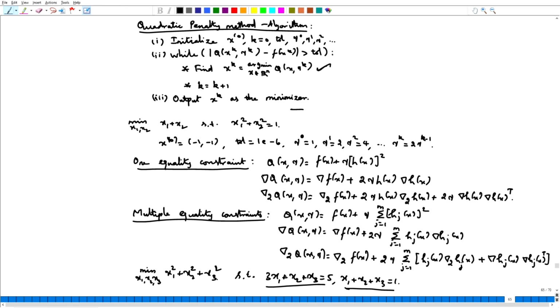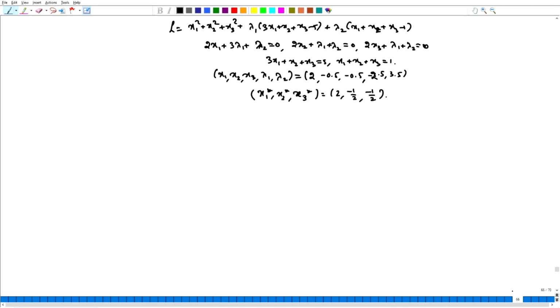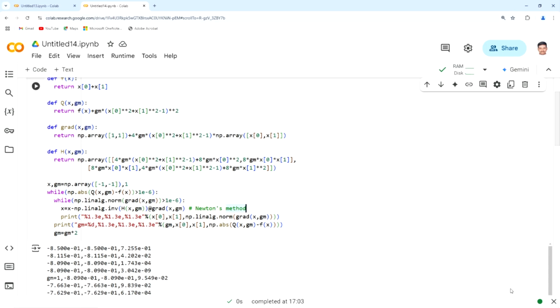So, yeah, we can initialize lambda 0 comma x 0 as 0 comma 0 comma 0, we can use the same tolerance 1e minus 6 and the same set of gammas as well. So, we will start with gamma 0 equal to 1 and we will successively multiply the gamma values by a factor of 2, okay. So, we will check if we are getting the answer 2 comma minus half comma minus half, okay.